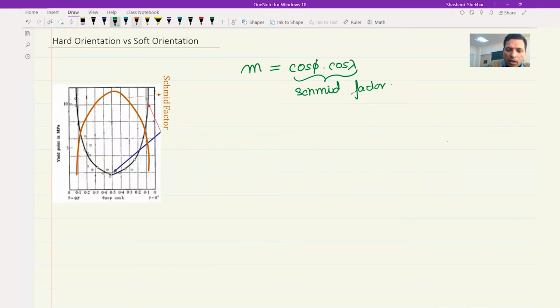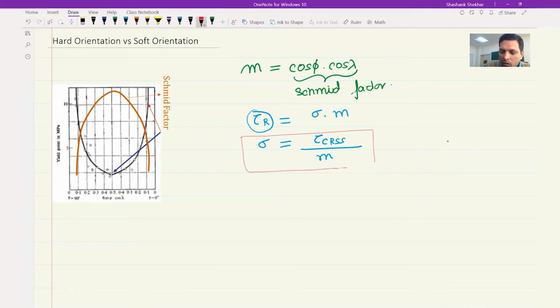Now, if you look at the relation again that we had obtained, so tau r is equal to sigma times cos phi cos lambda, or m. And if it happens to be CRSS, then sigma is given by tau CRSS by m, meaning that this stress that you need to apply for the dislocation to move on a given plane would be lowest when m is highest. And when is m highest? When cos phi times cos lambda is highest.